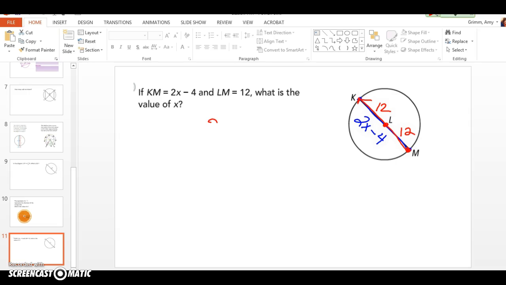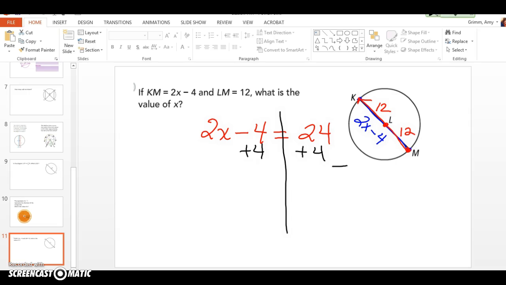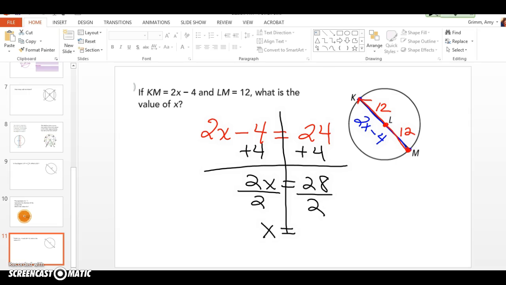So we're going to say 2x minus 4 equals the whole line, which is 24. Okay, and then again, we are really good at this. We just have to add 4 to both sides. So now I get 2x equals 28, and then divide both sides by 2, so that x equals 14. Okay, all right, is there anything on here you don't get that you need my help with? Does it make sense? All right.